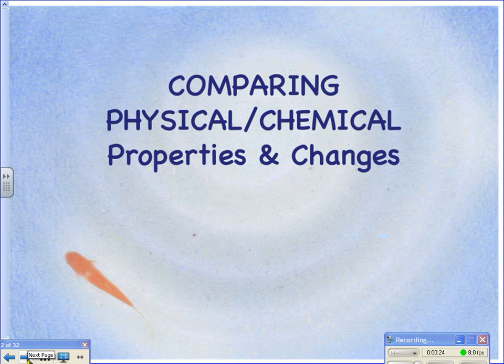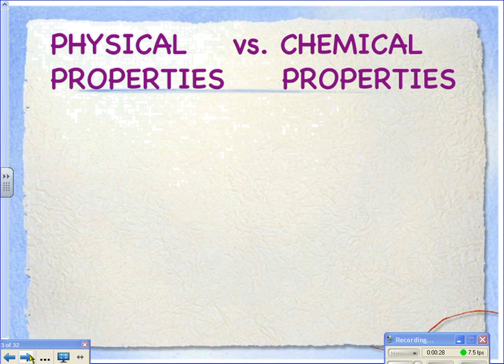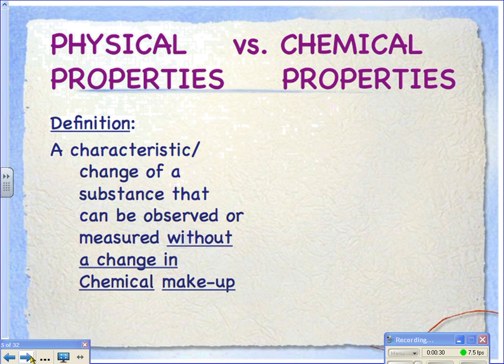Comparing physical and chemical properties and changes. Physical properties are defined as a characteristic or change of a substance that can be observed or measured without a change in chemical makeup.